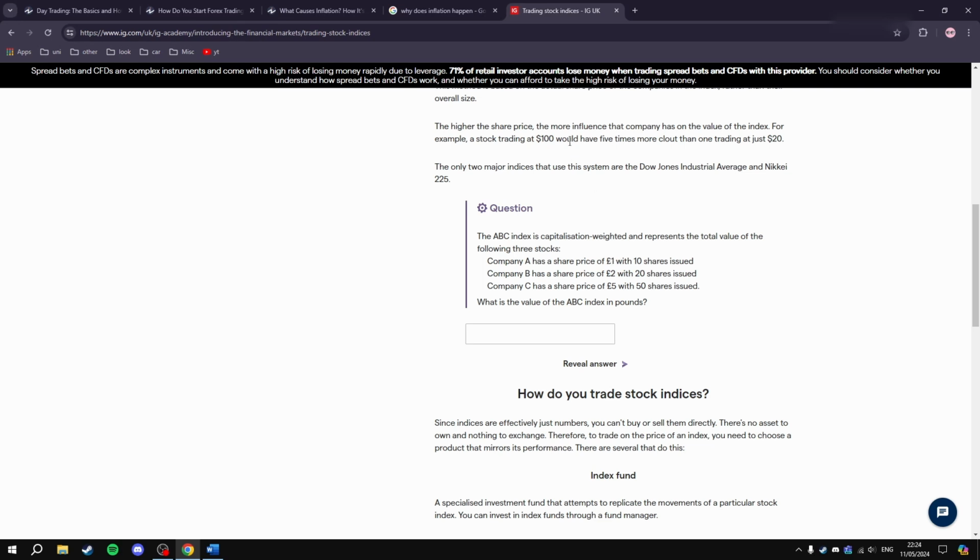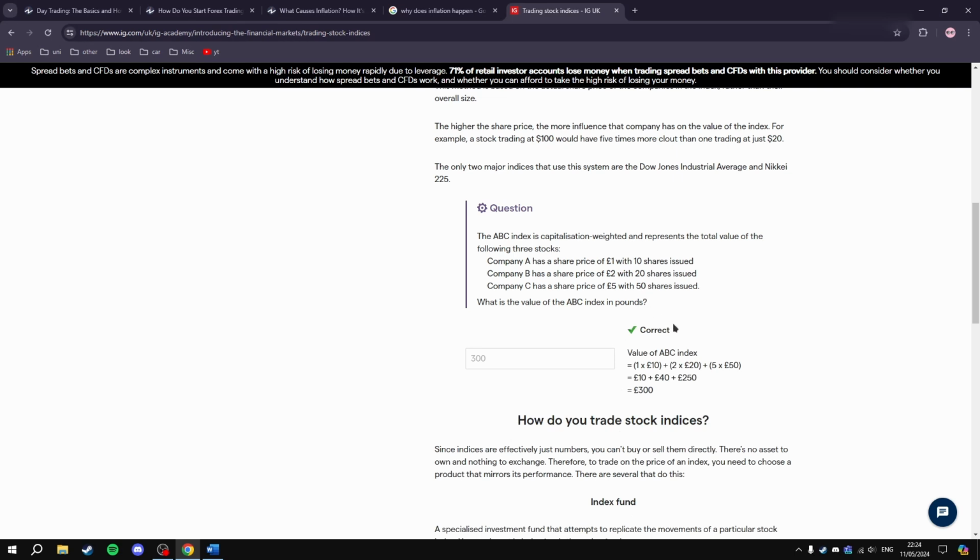So first calculate the value of each company. Company A is worth £10, because 1 times 10. Company B is worth £40, so 2 times 20. Company C is worth £250, 5 times 50. So 250 plus 40 is 290, plus 10 is 300. The value of the ABC index is the value of company A plus the value of company B plus the value of company C.